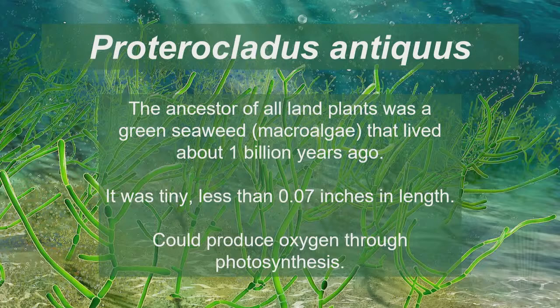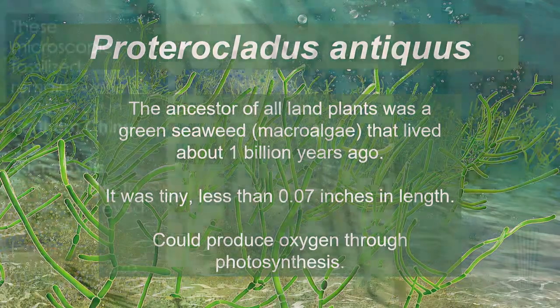Considered the ancestor of all land plants as far as we know. It was a green seaweed or a macroalgae that lived about 1 billion years ago. It was tiny, very tiny, less than 7/100ths of an inch tall. Could produce oxygen through photosynthesis.